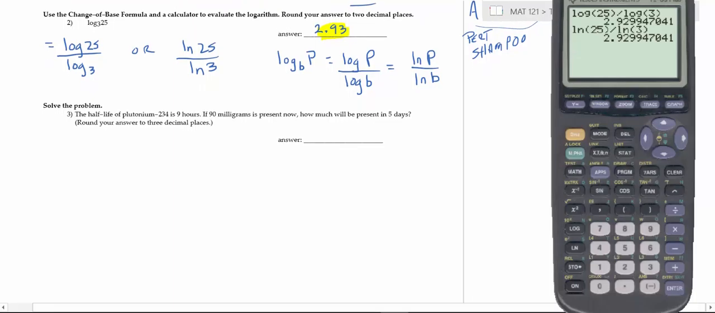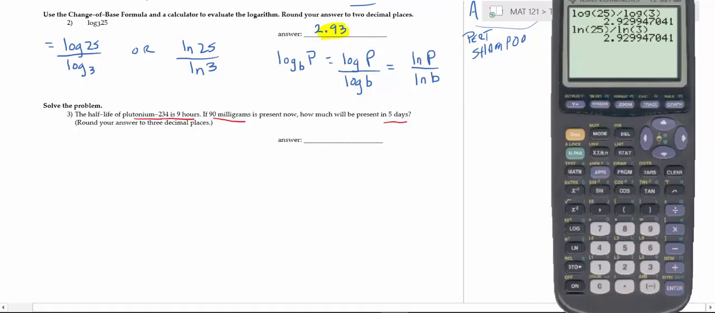Okay, next thing I want to look at is some of the things we learned about exponential equations, and we did a lot of applications of exponential equations. Okay, so this one is giving you the following information. It's given you have a half-life of plutonium 234 is 9 hours. 9 milligrams are present now. How much will be present in 5 days?